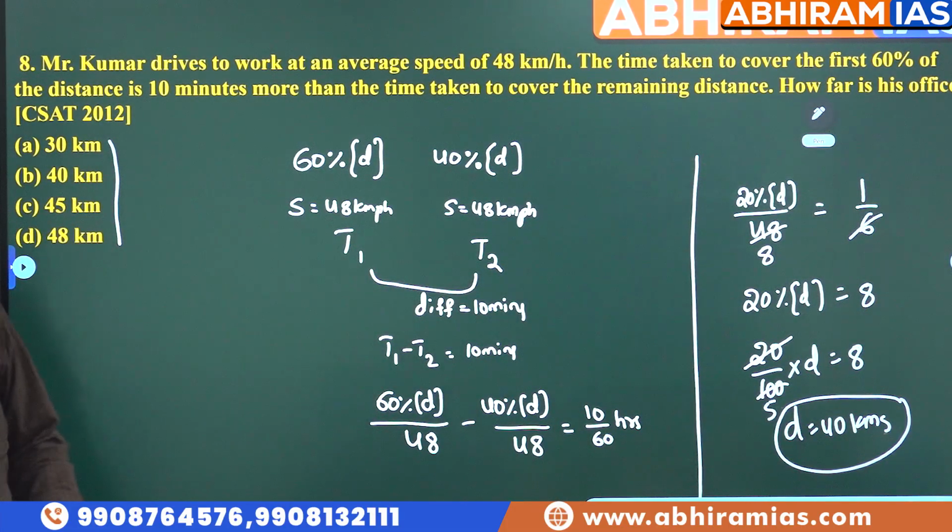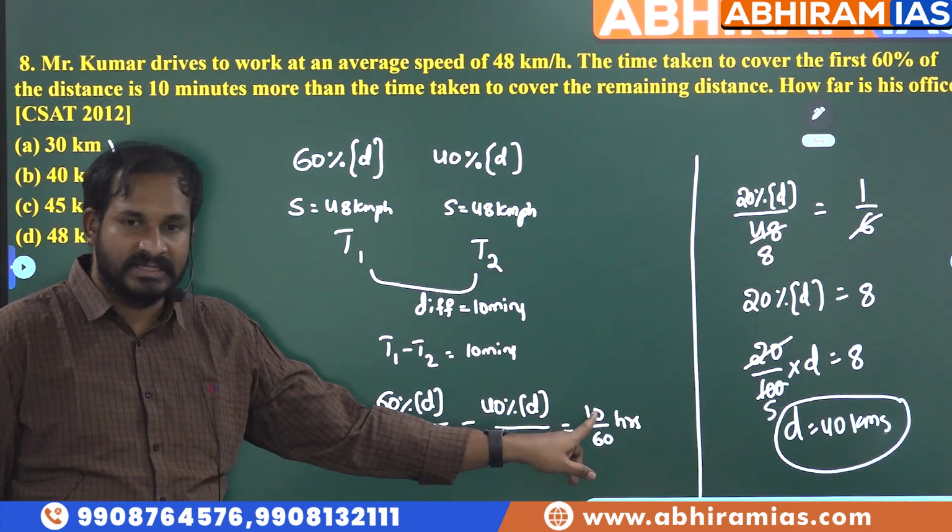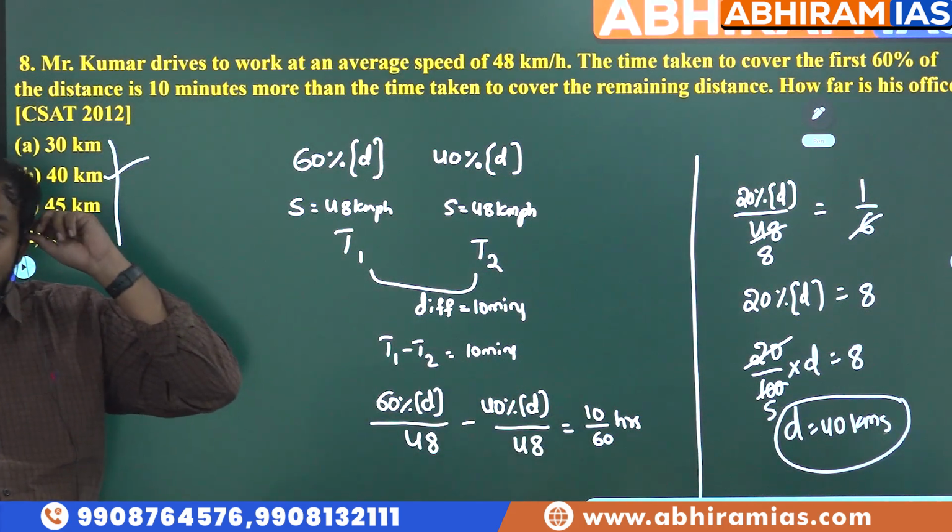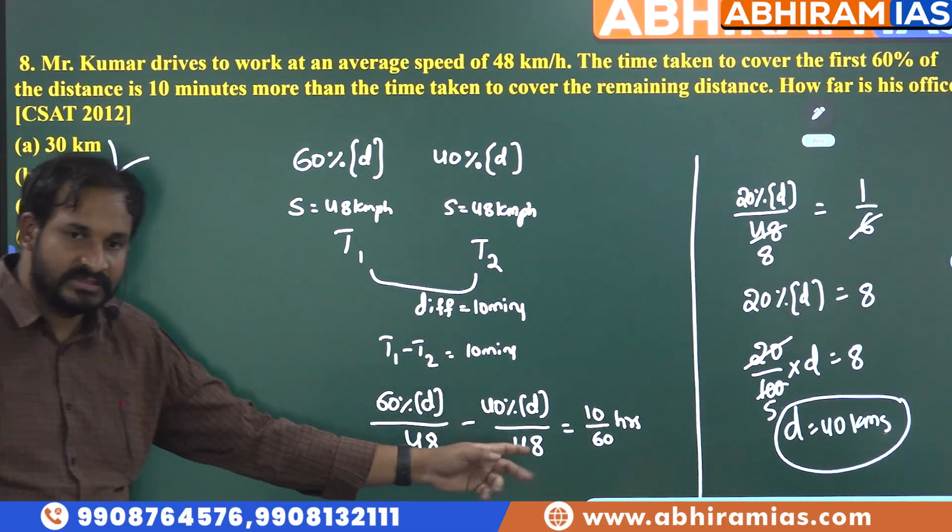He traveled the first 60%. The time difference between the 60% and 40% is 10 minutes. The answer here becomes 40 kilometers. These are minutes, right? 1 hour is equal to how many minutes? 60 minutes. That is why we divided by 60.